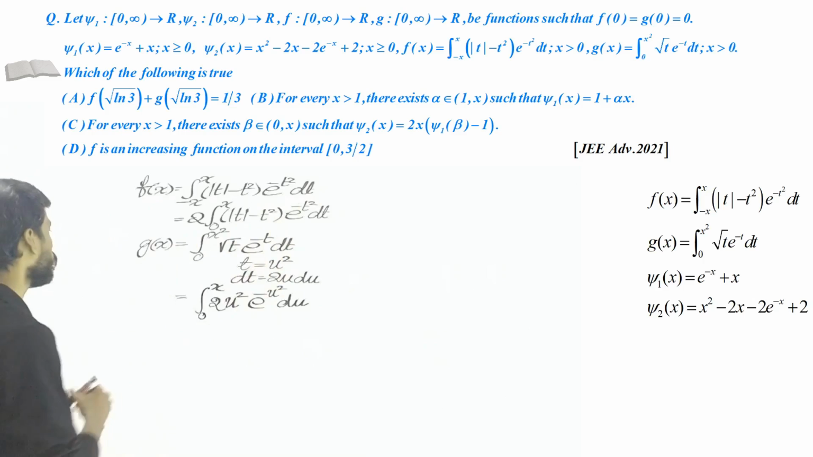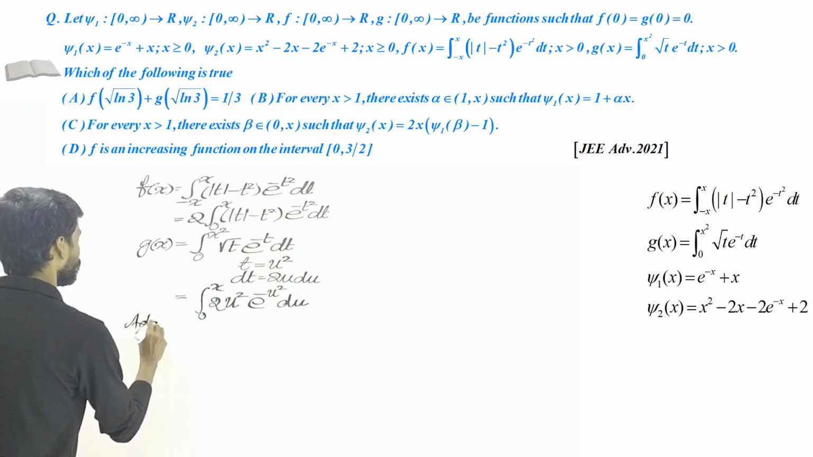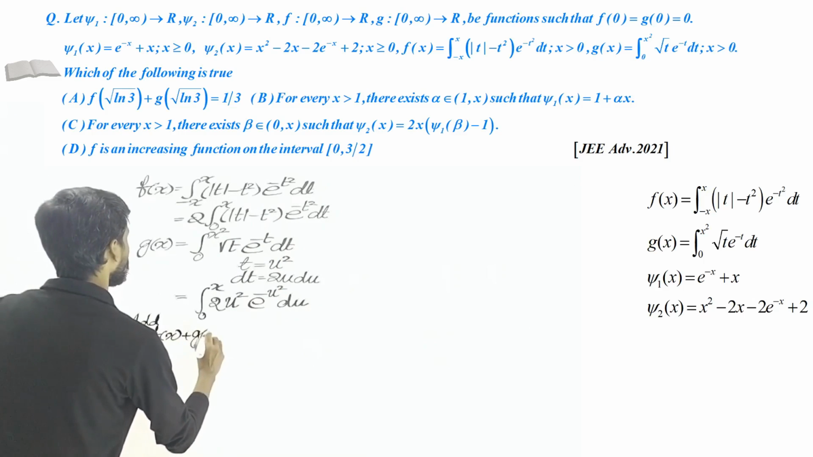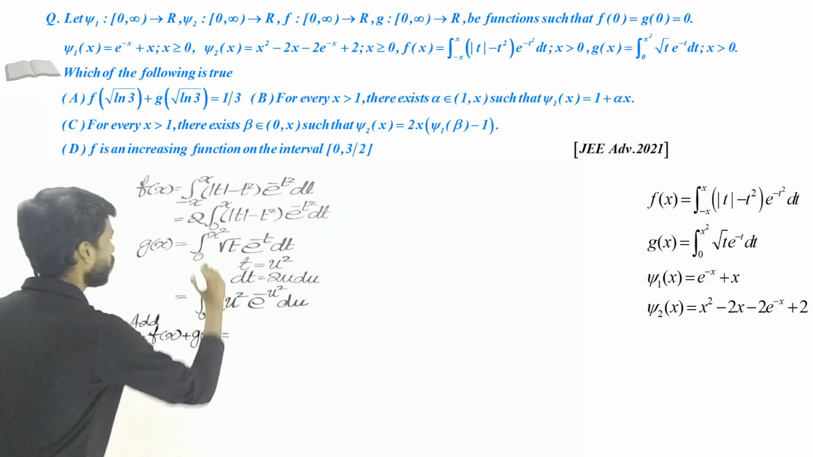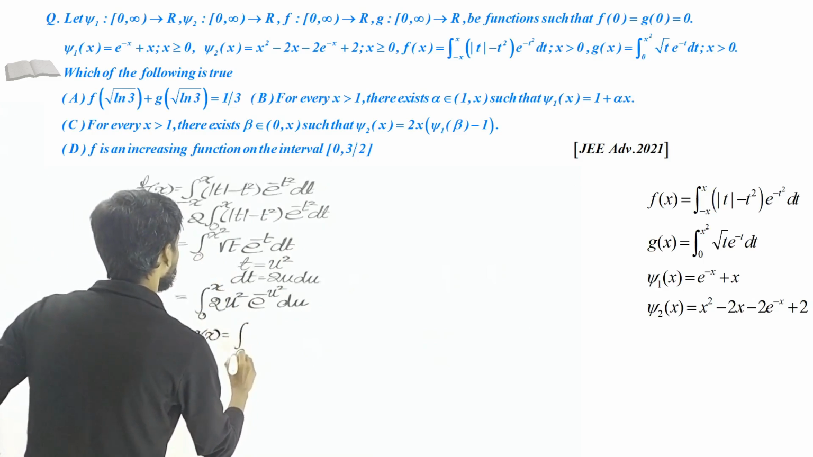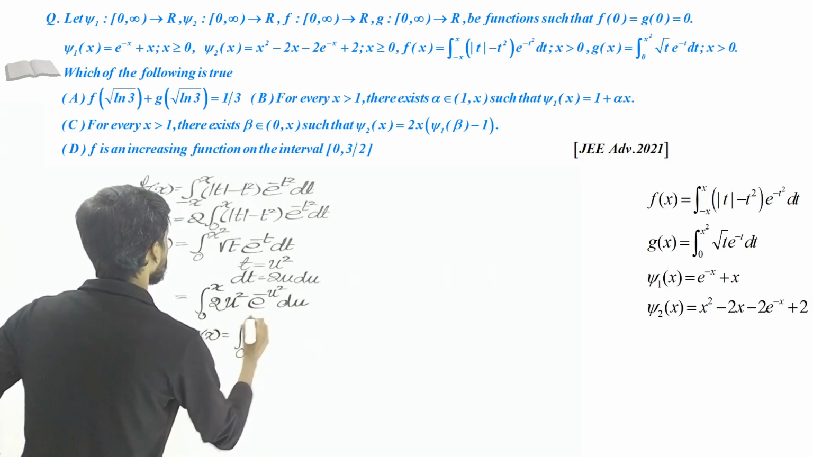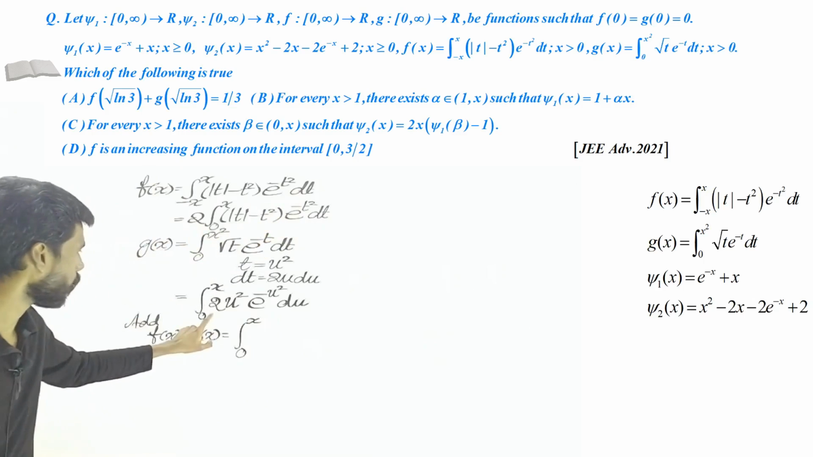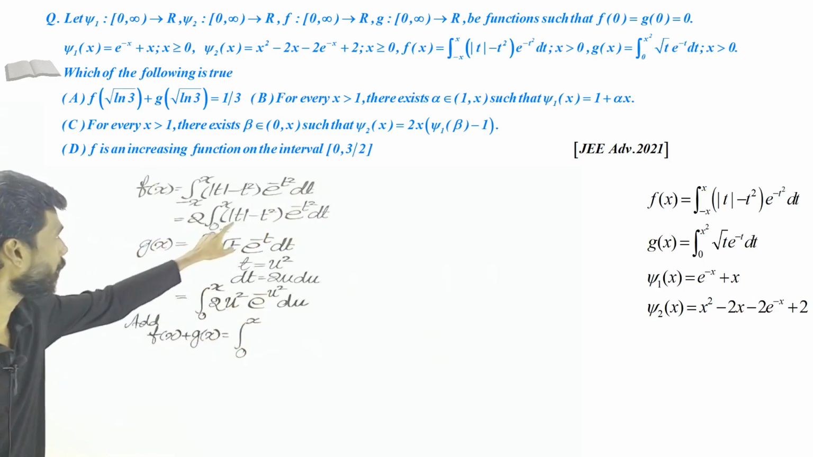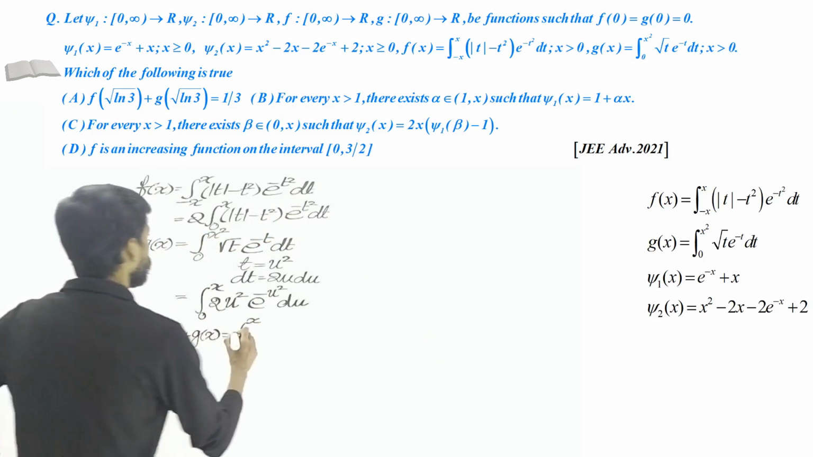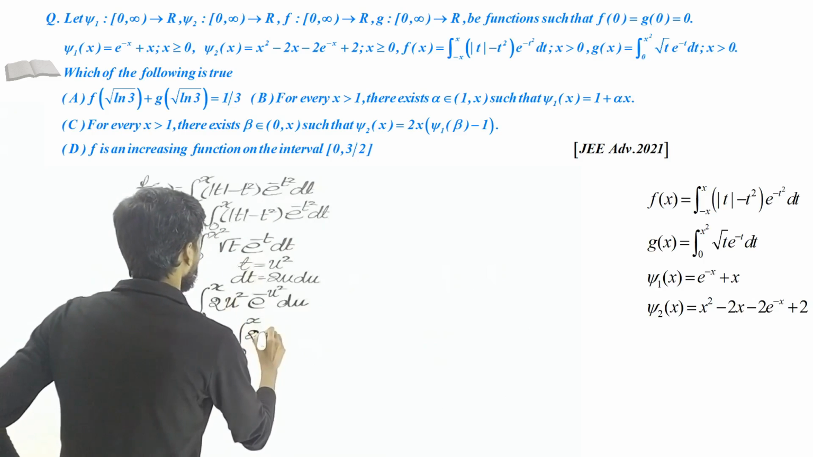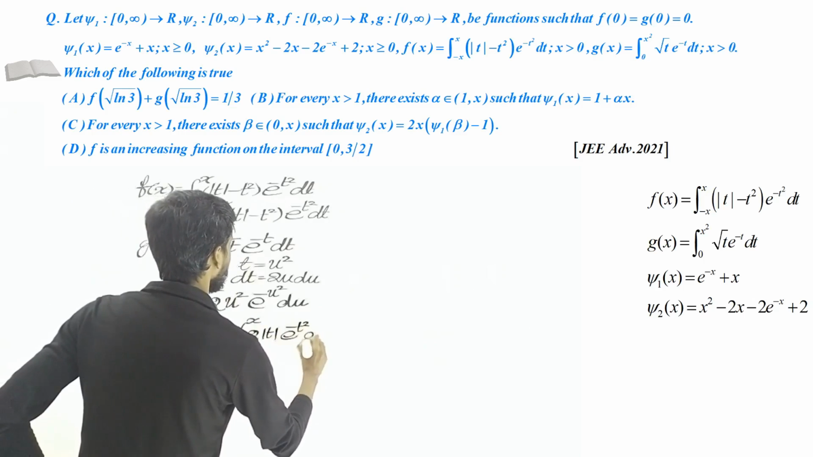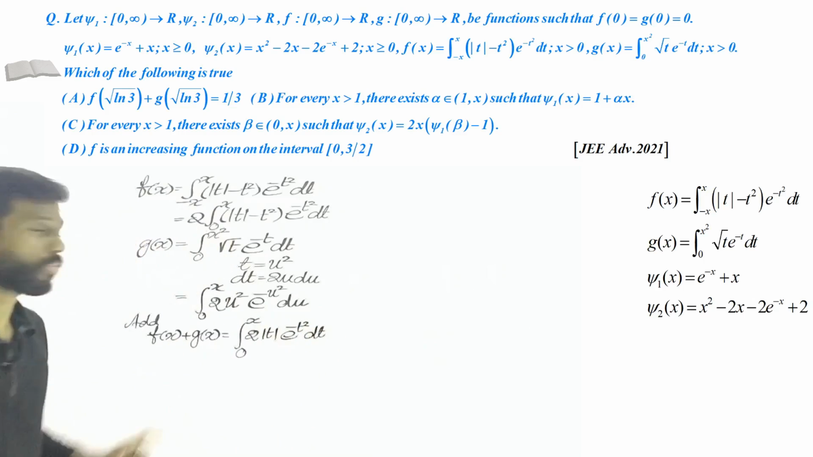If you add these two functions, we get f x plus g x. So that equals, with the same limit, integral 0 to x. This term gets cancelled, right? 2t square e to the power minus t square here, and also 2t square e to the power minus t square here. Only this term will be left. So we'll get 2 modulus of t e to the power minus t square dt. Okay, so this is f of x plus g of x.